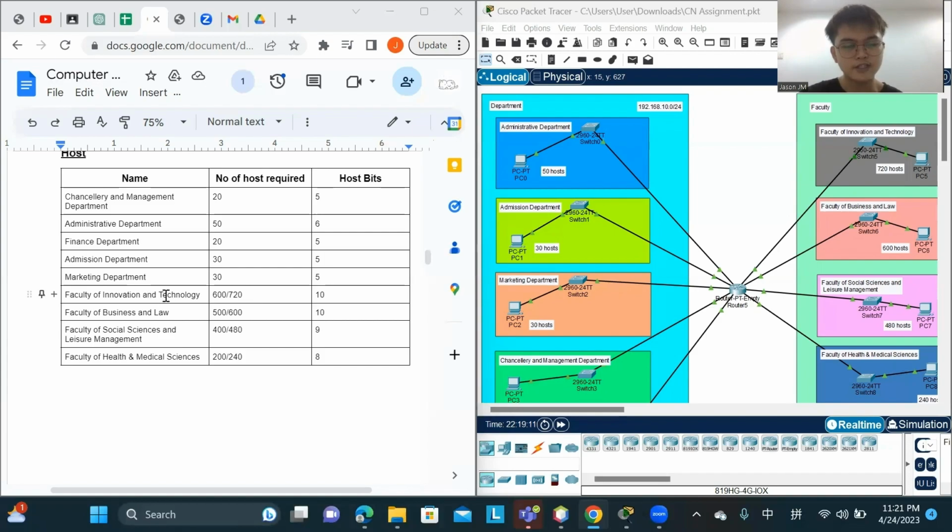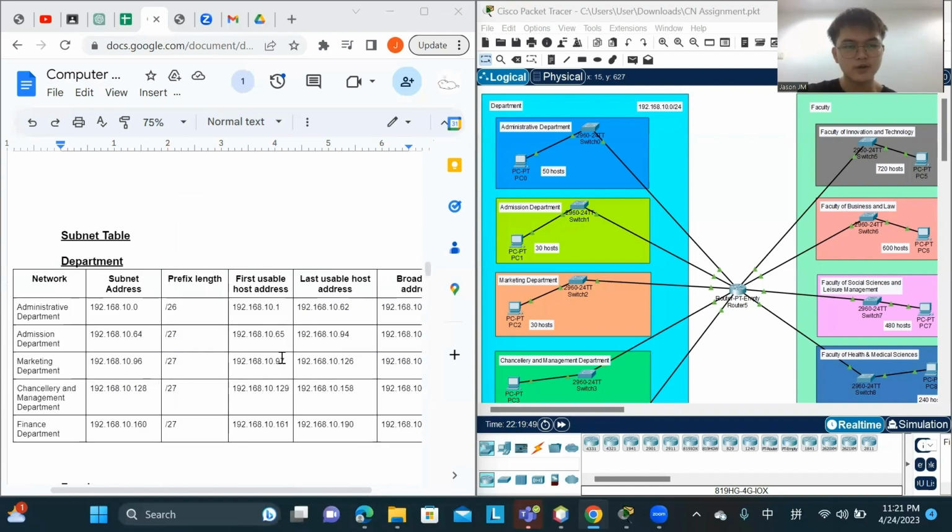For the Faculty of Innovation and Technology, it requires 720 hosts. So we are using 10 host bits, which is 1024. The Faculty of Business and Law is using 10 host bits, which is also 1024. The Faculty of Social Sciences and Leisure Management requires 480 hosts. It is using 9 host bits, which is 512 available hosts. And the Faculty of Health and Medical Sciences requires 240 hosts. It is using 8 host bits, which is 256.